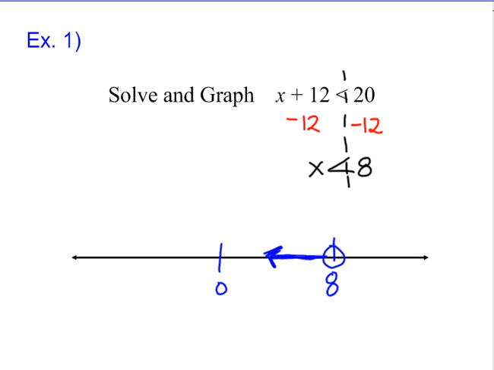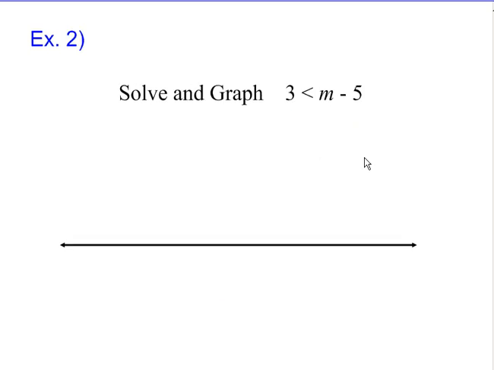Okay, so that's our solving and graphing. This looks just like last chapter. We just have to be concerned now with the inequality sign, and we'll get more to that when we get to examples 3 through 5. So let's take a look here at example 2.